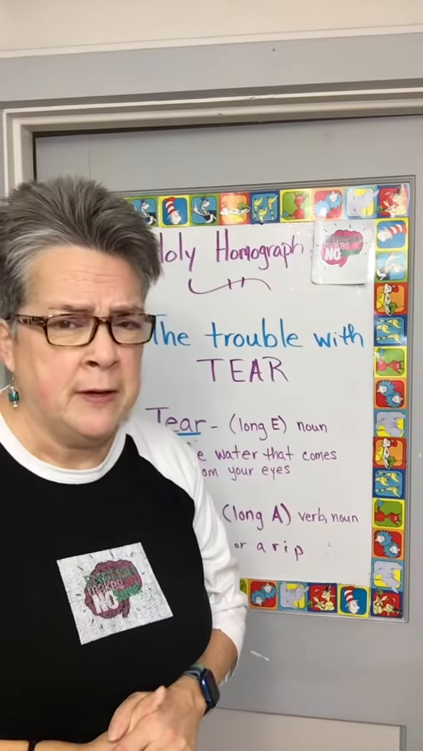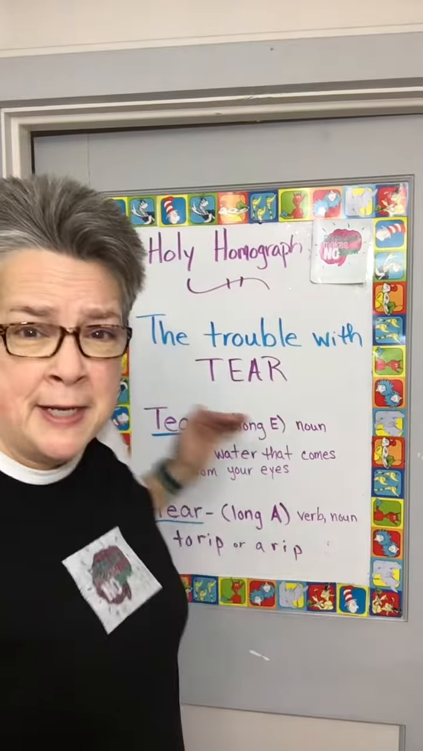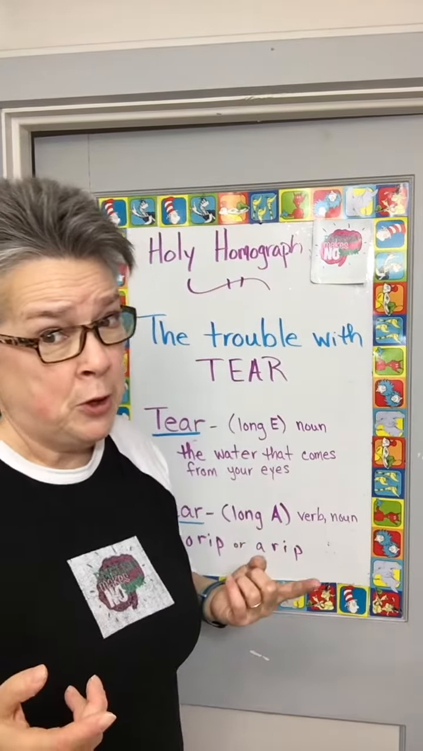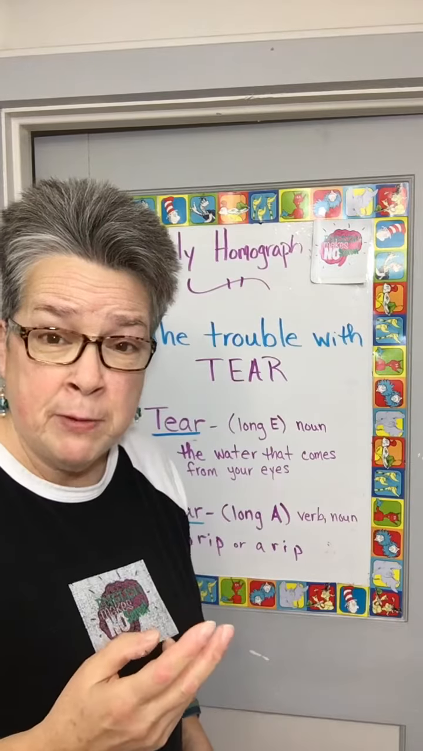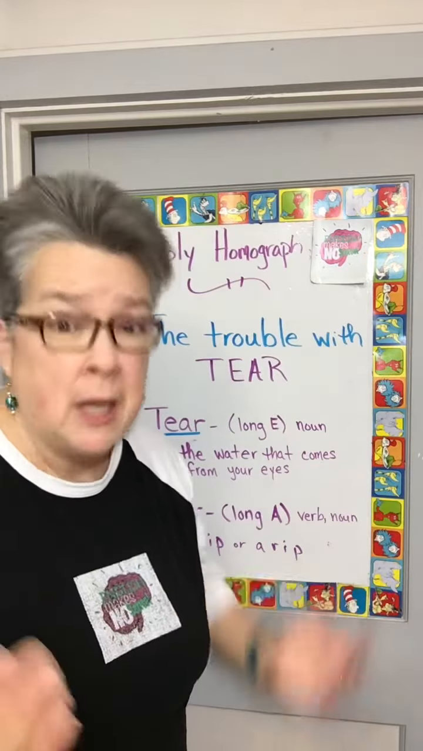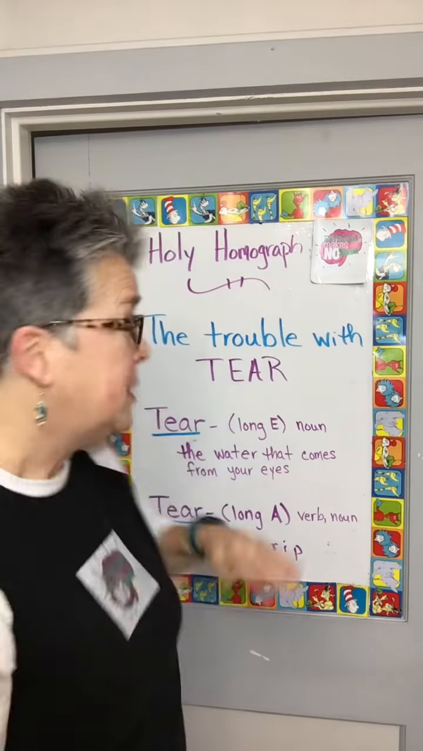Look at the trouble with tear, or is it the trouble with tear? I don't know. It's both. Come on. T-E-A-R is a homograph. You know, a homograph: words that are spelled exactly the same, sometimes have totally different pronunciations, and sometimes not, and totally different meanings. English, how could you?